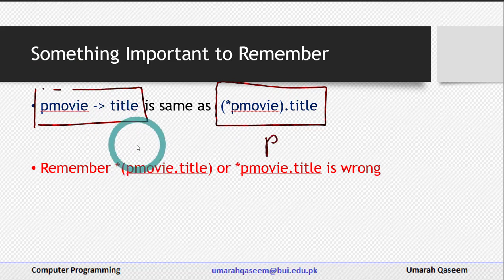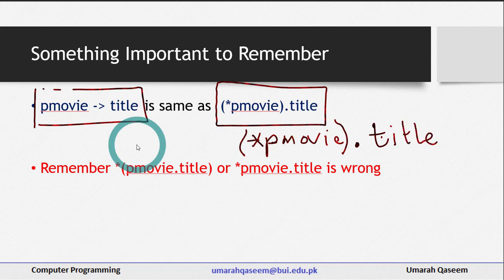You first of all write the name of your pointer variable. So this is the name of my pointer variable. Then you dereference it with the star, and then putting the round braces here, you put the dot, and after the dot you write the name of the member of the structure which you want to access. So it can be title, or you can write the year. That was the other member of the structure.